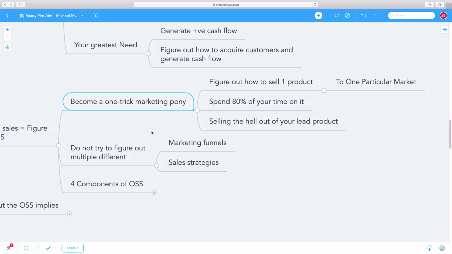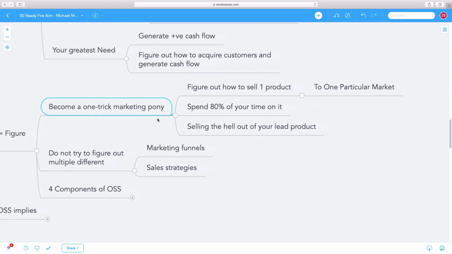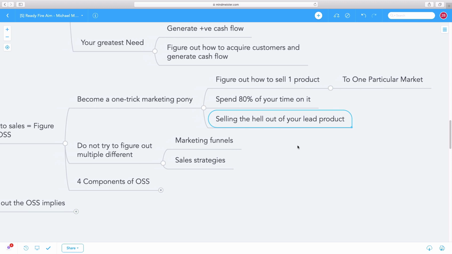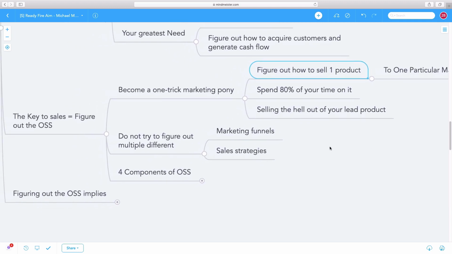The key in figuring out your optimum selling strategy, your OSS, as Michael Masterson calls it, is to become a one-trick marketing pony. That means figure out how to sell this one product to one particular marketplace, to one particular market segment again and again and again, and spend 80% of your time on it, selling the hell out of your lead product. So you need to figure out how to sell your lead product to that market and spend all of your time and energy on selling that lead product.